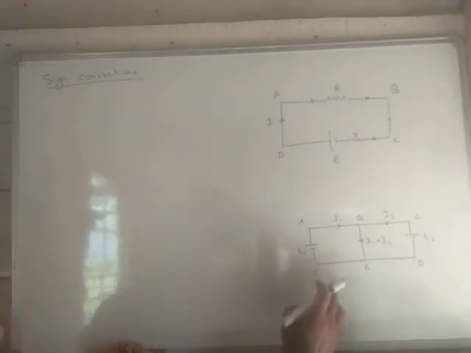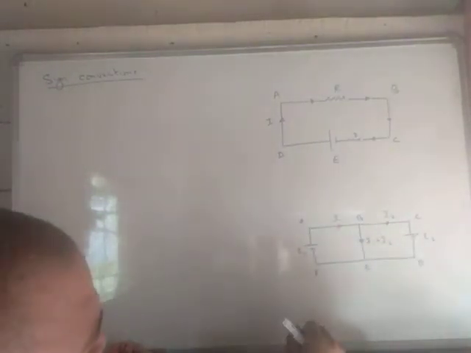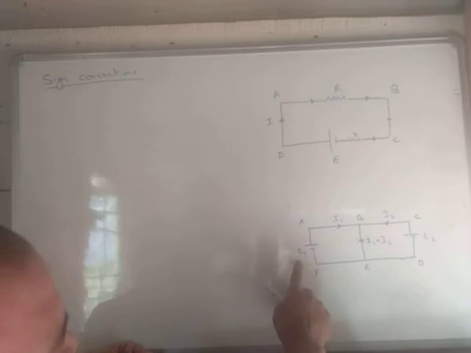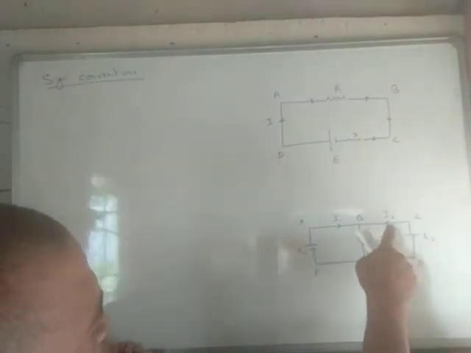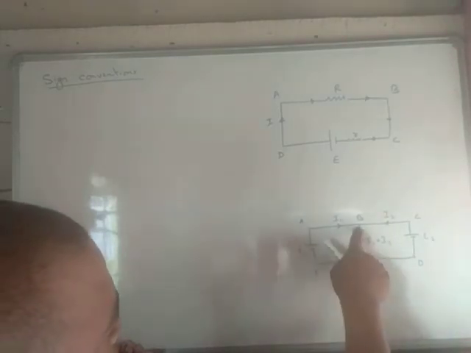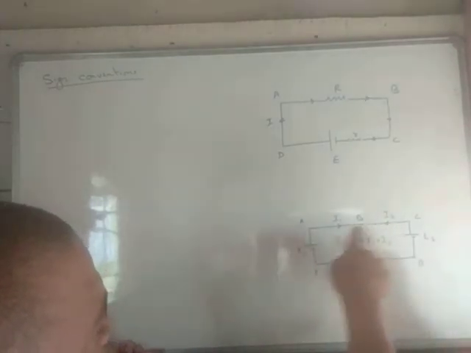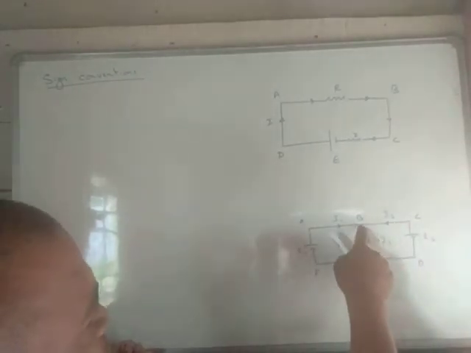So looking at this circuit diagram, we have two cells E1 and E2. Now this cell E1 is producing a current I1, and the cell E2 is producing a current I2. Now these two currents are meeting at a point B, right? I1 is meeting at point B, I2 is meeting at point B.